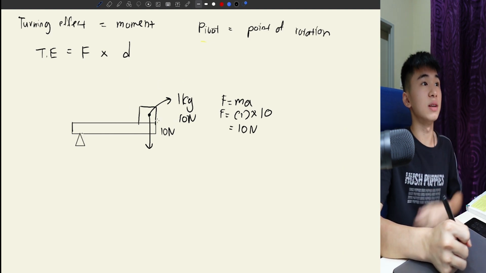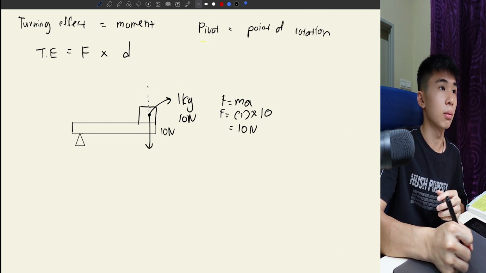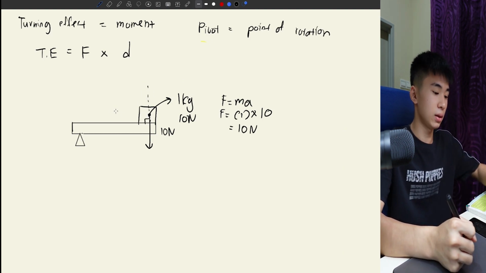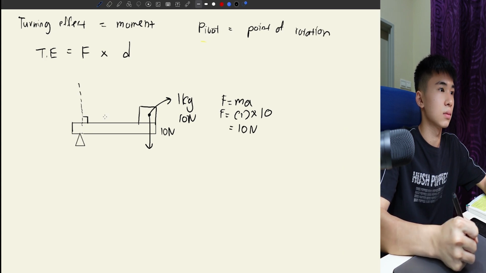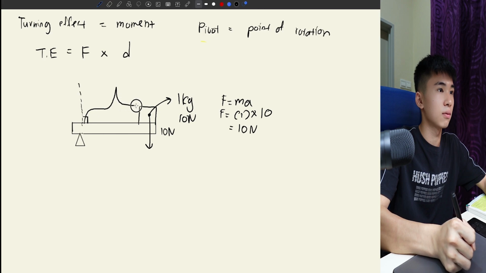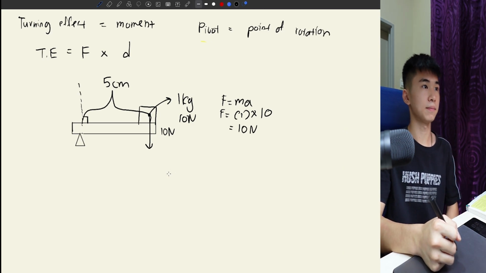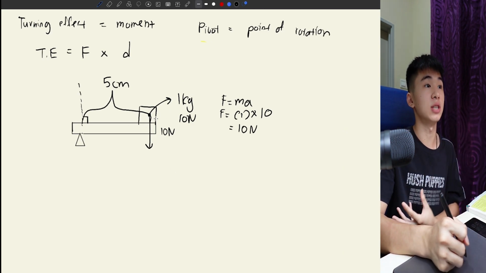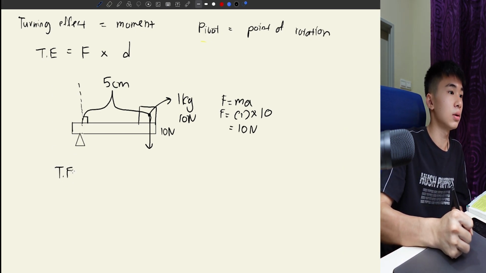Okay, so the distance is the perpendicular distance from the pivot, which is here, the perpendicular distance here. So the distance of this is maybe 5 cm. Okay, 5 cm. So as soon as I put an object here, it will have a turning effect. So we can put it into the formula.